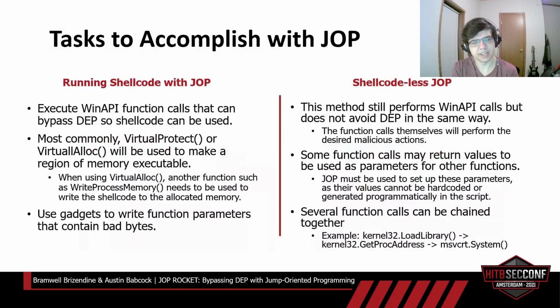So once we get our dispatch register set up, what do we want to do with JOP? Well, with JOP, we want to execute Win API function calls, and we're going to get around DEP using those. So the traditional method would be to use something like VirtualProtect or VirtualAlloc to make a memory region executable, and then we would execute our shellcode afterwards. Another method that we can do is shellcodeless JOP, where we're not necessarily bypassing DEP as much as we are just avoiding it altogether. We're actually using the function calls themselves to perform the actions that maybe our shellcode normally would.